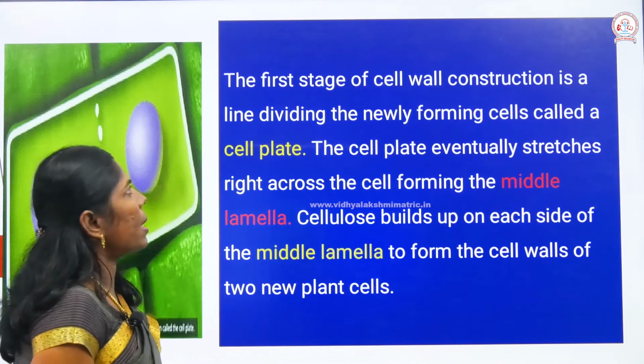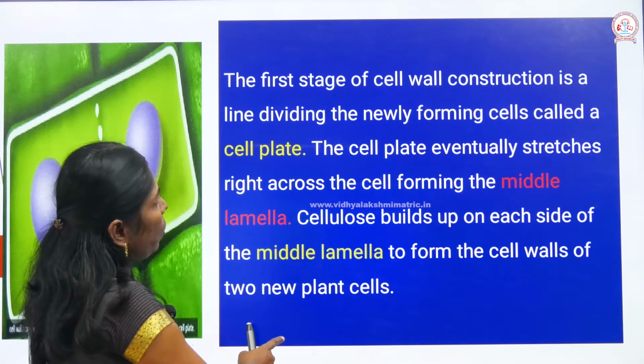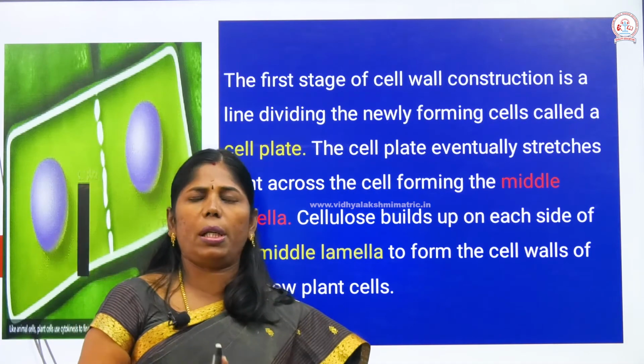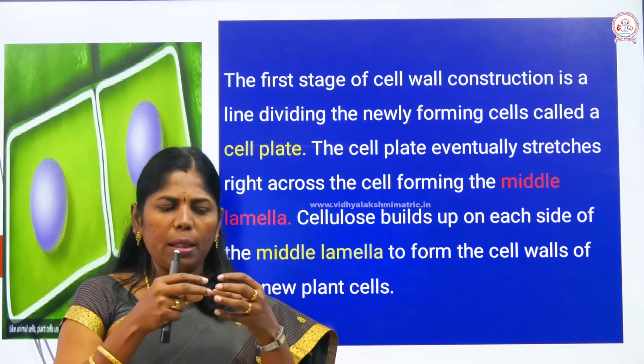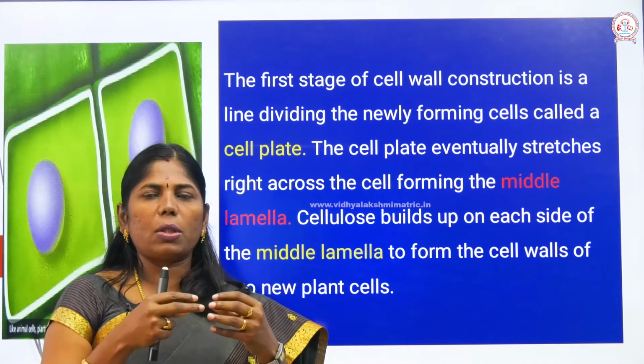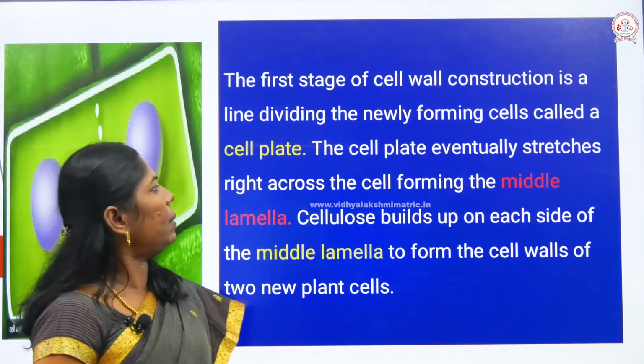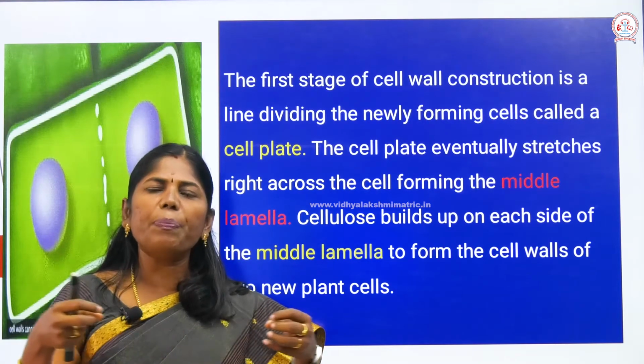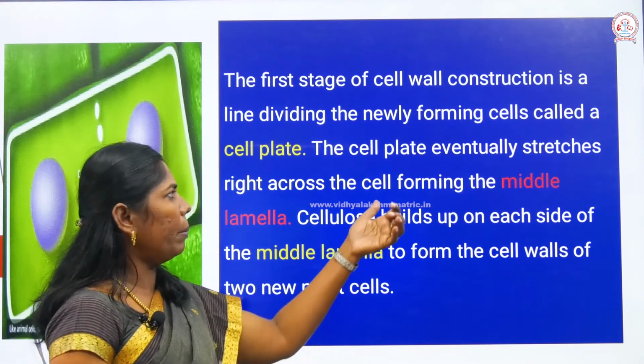Okay, the first stage of cell wall construction is dividing the newly forming cells, which is called the cell plate. Like we say equatorial plate, similarly the first thing that forms, the phragmoplast, we can call the cell plate. We consider this your cell plate. The cell plate eventually stretches. It stretches towards the periphery region and forms a middle lamella.